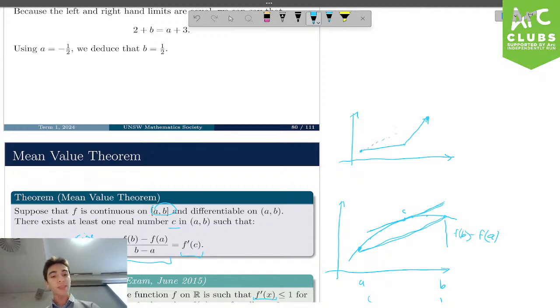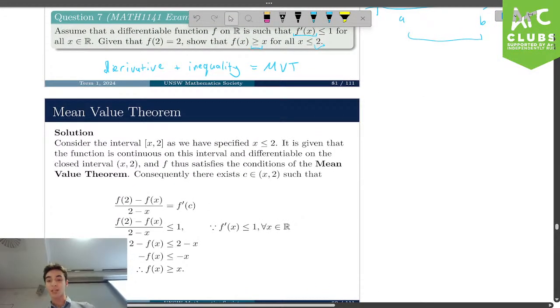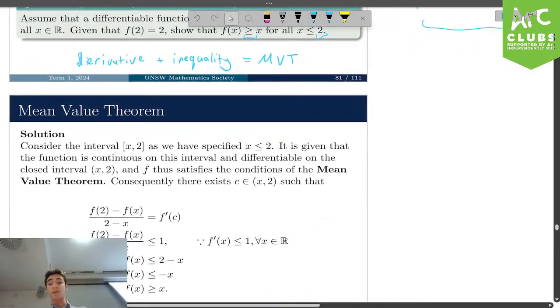There is no point along that graph that has a derivative equal to the gradient of this secant, if this is a and b, because we've got this point here that doesn't actually have a derivative. That's why we have those conditions. So our function f does satisfy those conditions, so we can apply the mean value theorem.